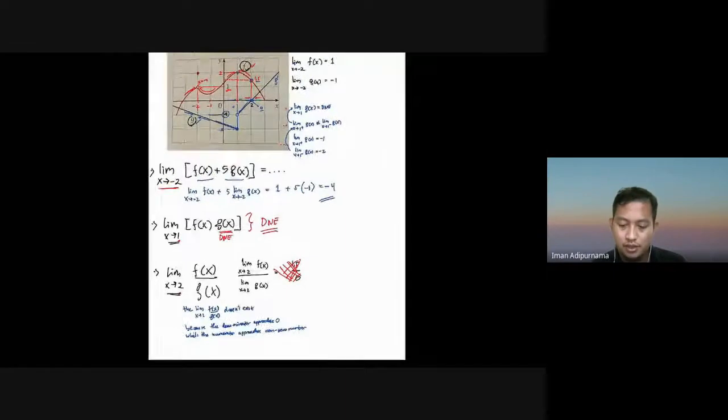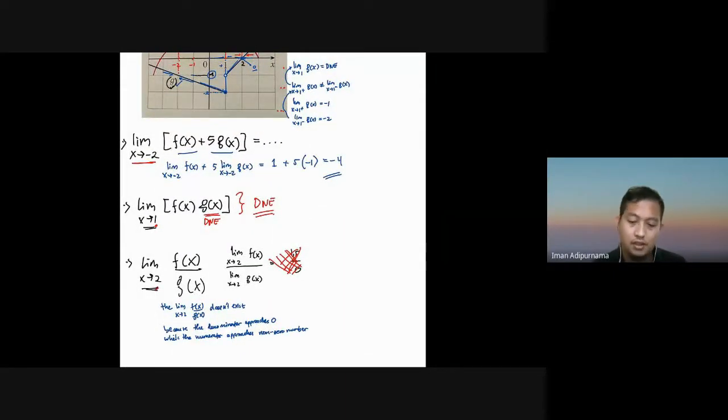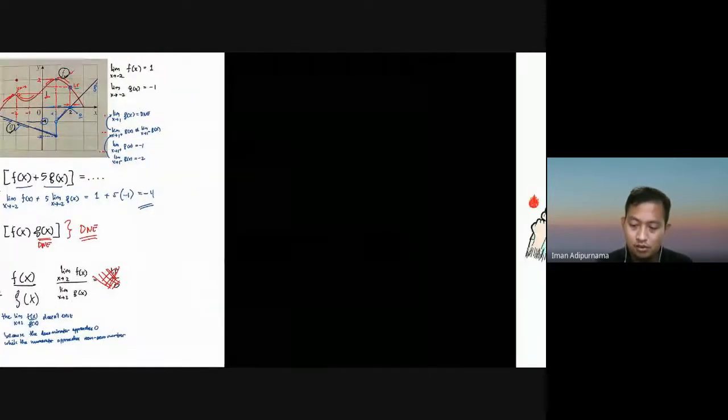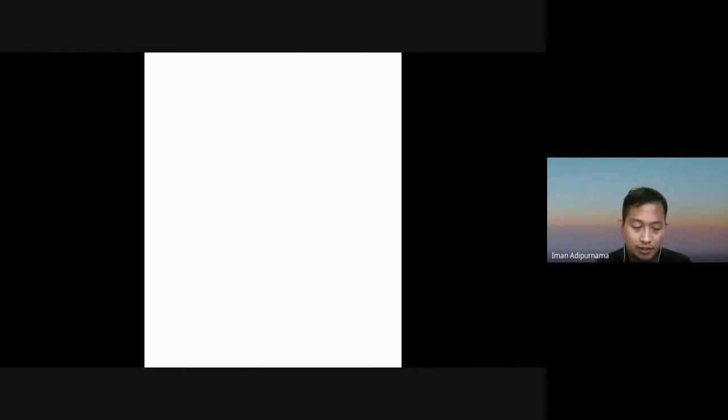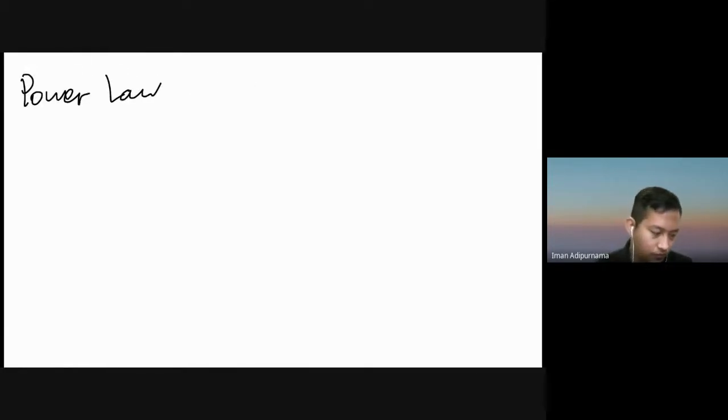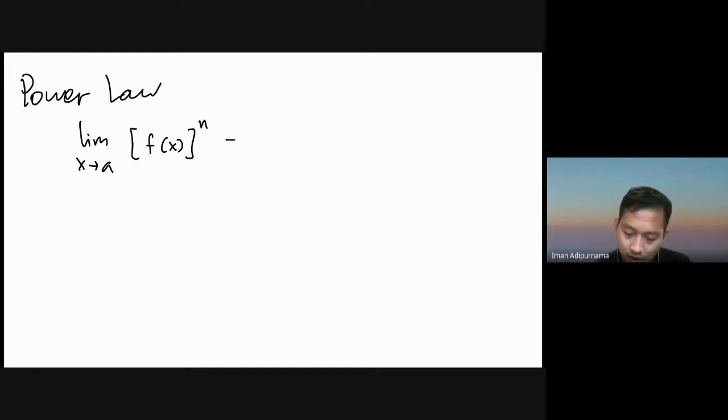All right. So that is basically how we use the limit laws on some graphs and some questions here. I will add some additional laws for the limit. We call it the power law. Limit as x approaches a. We have some n as our power for the function, and we can have this.